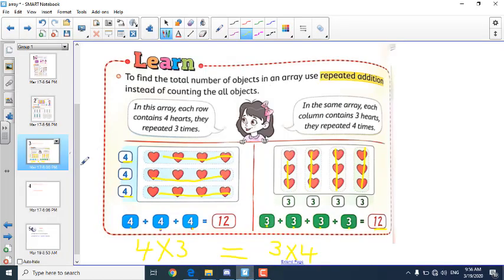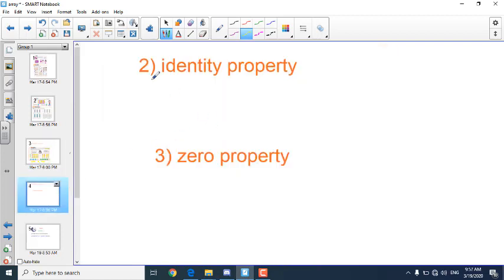And we have another property in the multiplication. The second property is identity property. What is the meaning of identity property? It means any number, for example 5 times 1 equals the same number. Why? If I repeat number 5 one time, I repeat 5 one time, so it will be 5.